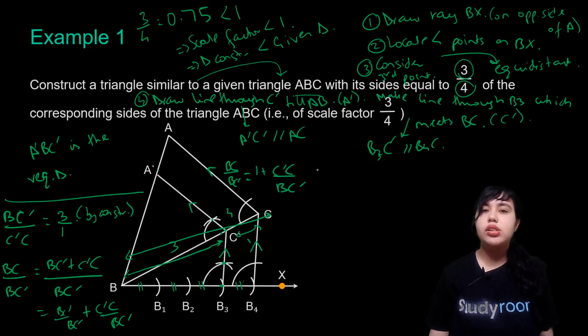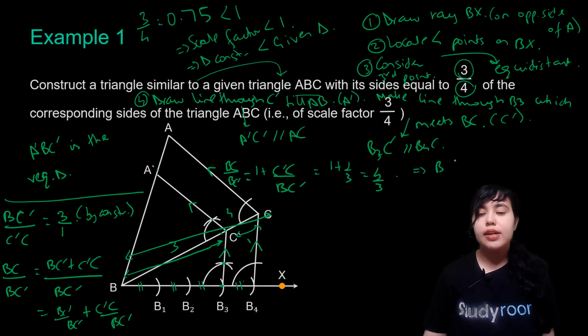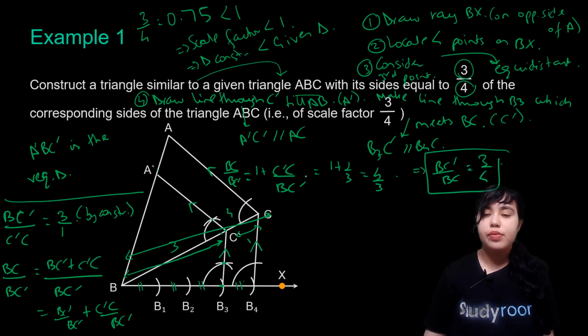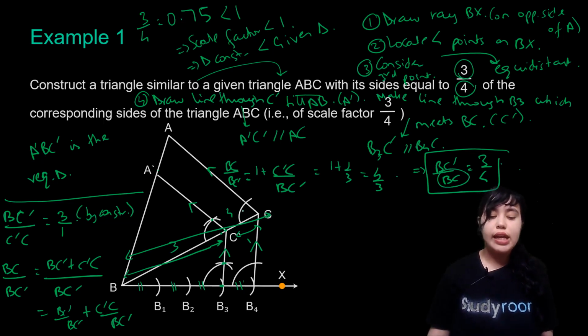If I take the reciprocal, this becomes 1 by 3. So this will become 1 plus 1 by 3. If you take the LCM, you will get 4 by 3. Taking the reciprocal again, I get BC dash upon BC as 3 by 4. Hence the side of the new triangle is 3 by 4 times your given side BC, and hence the two triangles are proven to be similar by AA axiom.